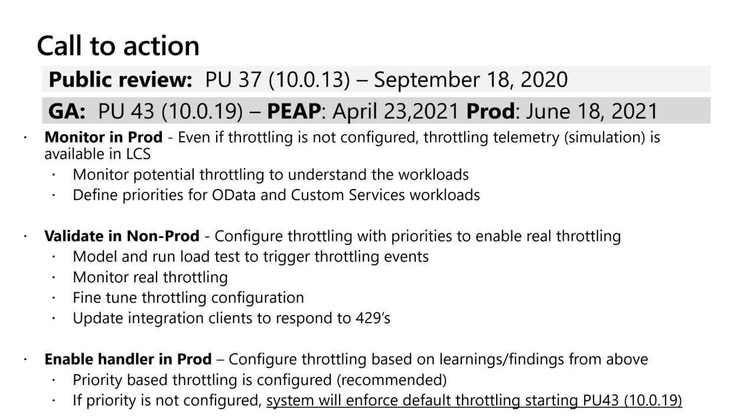That means start taking the action today in the versions that you are on, so that you can test and validate that in your sandbox environment. And as your team is ready to pick up the 10.0.19 update, you're then ready to be handling 429s by default in your production environment. So that's the call for action.